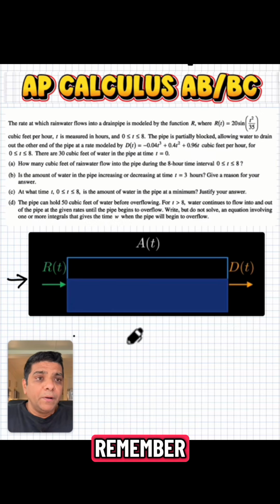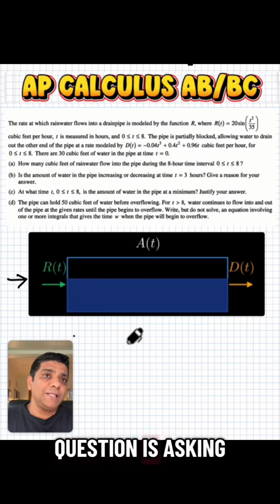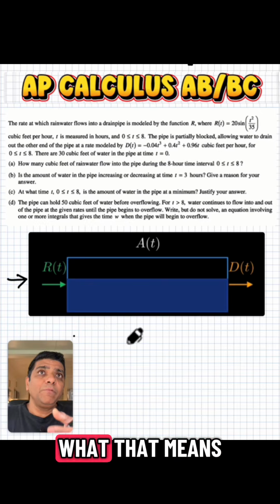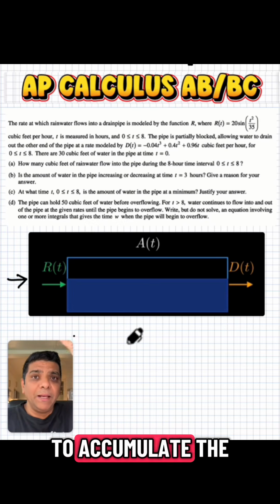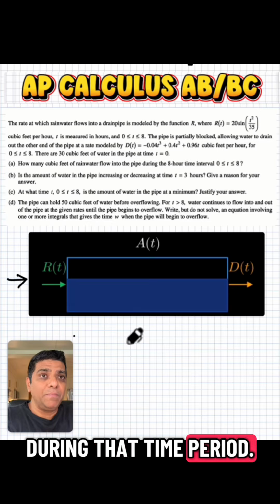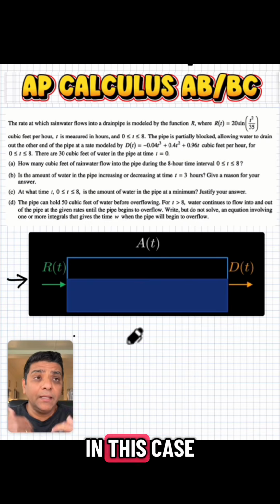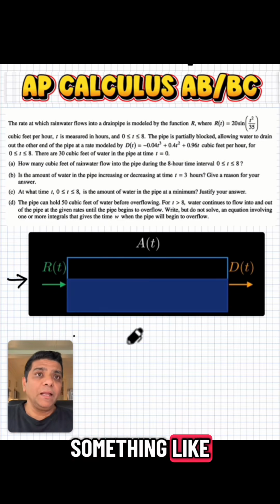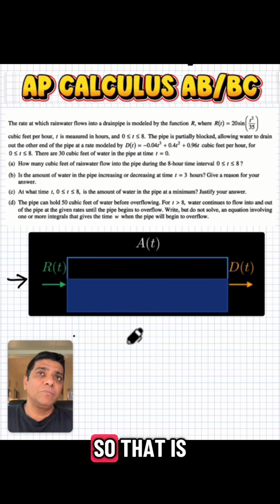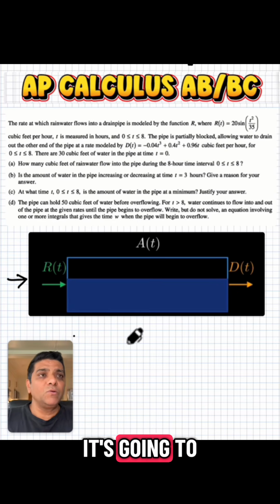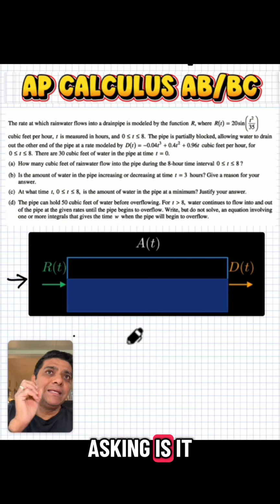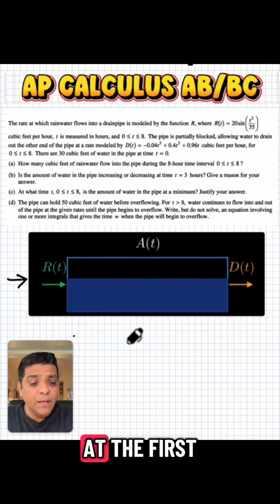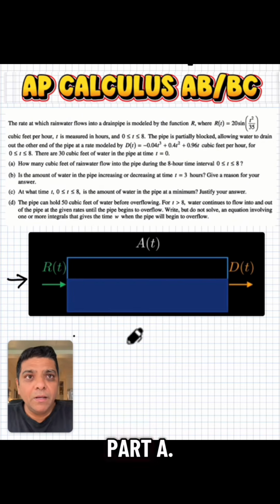Now remember that whenever the question is asking for how much water is flowing into a pipe during a time period, what that means is you are asking to accumulate the amount of water during that time period. When you are accumulating something, in this case rainwater, we are going to integrate. If it asks something like the amount of water at a particular time, that is going to be a derivative. It's going to be something instantaneous, asking is it increasing or decreasing at a particular time. Keeping that in mind, let us look at the first part, A.